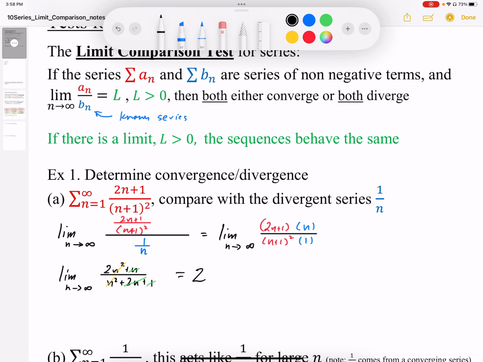So when we compare the end behavior of the sequences a_n to b_n, we know that we get a limit equal to 2. What that means is that they behave in a similar fashion. If they behave in a similar fashion, then the conclusion we're going to make is that if one converges, the other converges, and if one diverges, the other diverges. So it looks like this. Our argument becomes: this limit is greater than 0, therefore they behave the same.